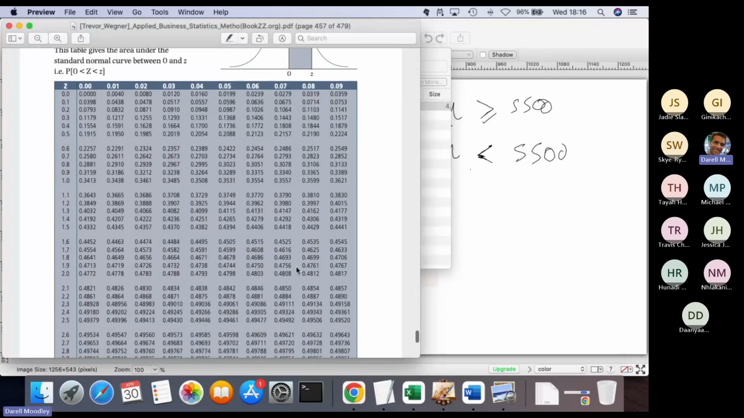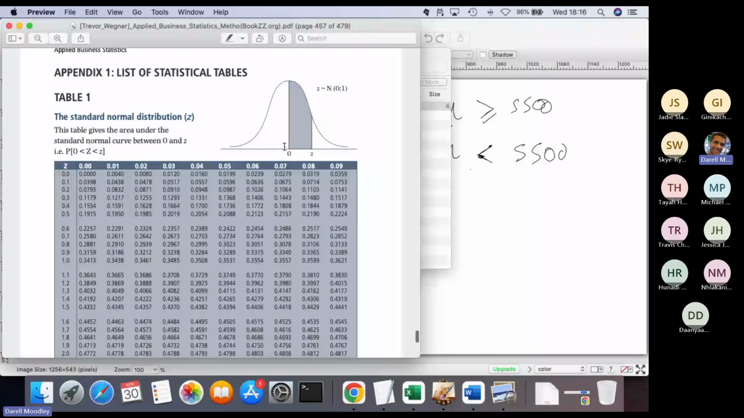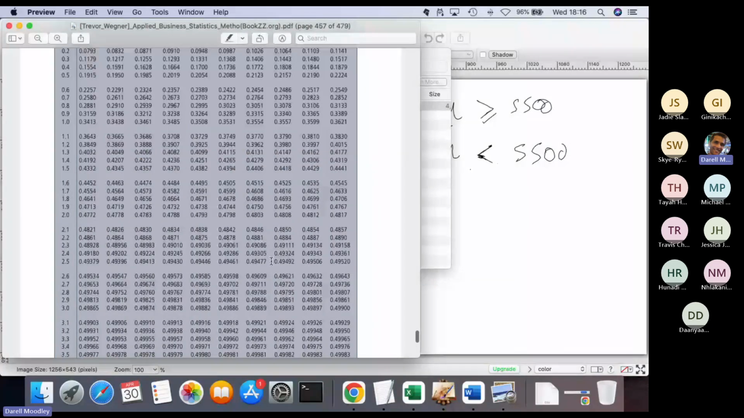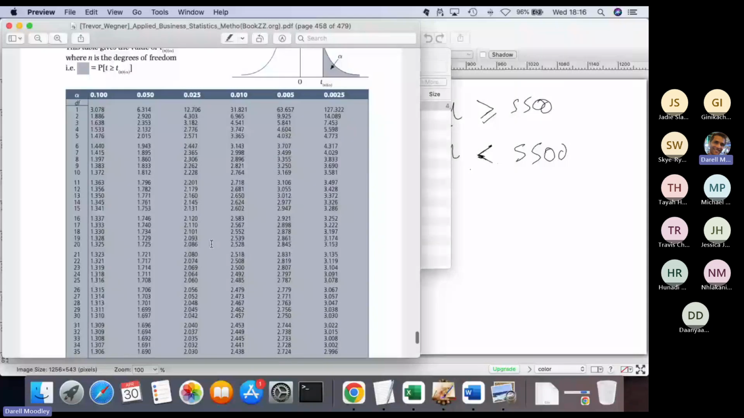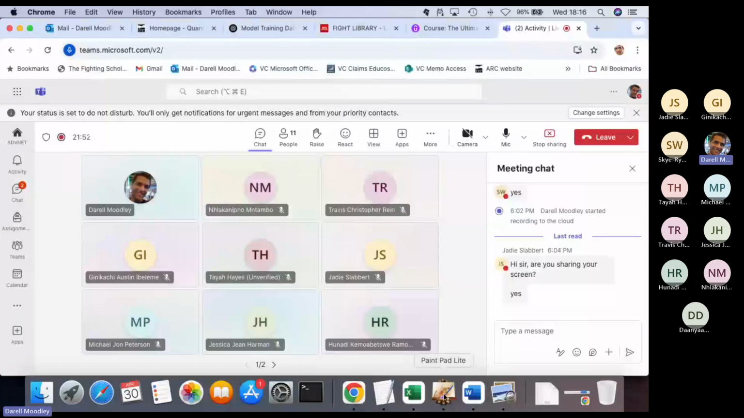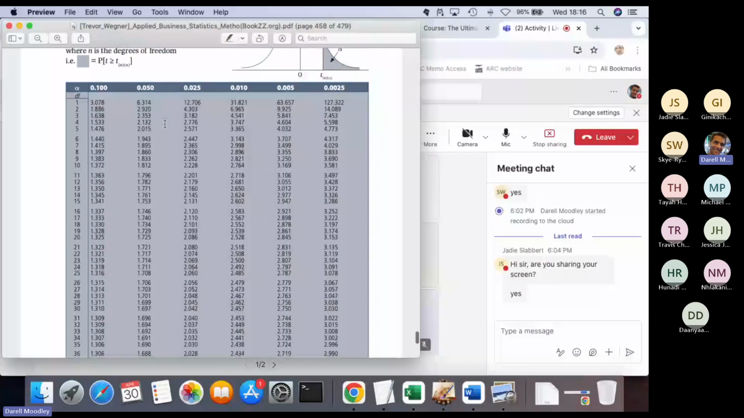Okay, so this is the table we were using all this time, the Z table. But on the next page in the back, you'll see it says the T distribution. So now this is the table we're going to use for this test. Just going to check the chat. Okay, nothing. All right, so let's go back to this table. This is the T distribution table.